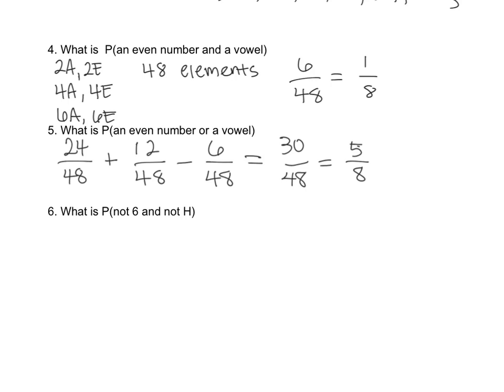Lastly, on number 6, we want to find the probability of getting not a 6 and not an H. So that means 1A through G, because those involve not 6 and H. Same thing for 2A through 2F. 3, 4, and 5 work the same way. And then I can't have any of my outcomes that contain 6. So if we go ahead and count all of those up, we get 35 over 48. And that cannot simplify, so that is our final answer.